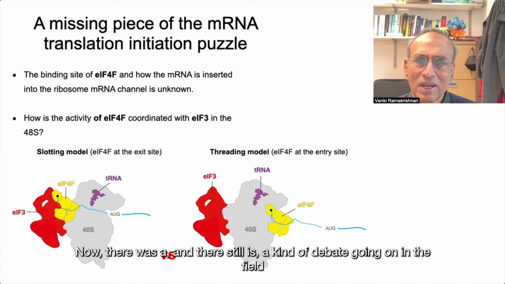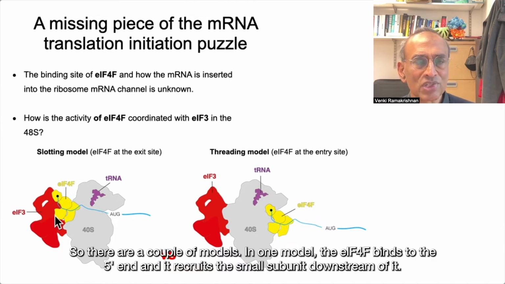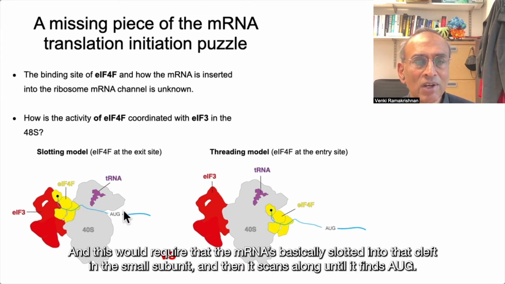Now, there was and there still is a kind of debate going on in the field about exactly how the small subunit is recruited to the mRNA and then how scanning takes place. So there are a couple of models. In one model, the EIF4F binds to the 5' end, and it recruits the small subunit downstream of it. And this would require that the mRNA is basically slotted into that cleft in the small subunit. And then it scans along until it finds the AUG.